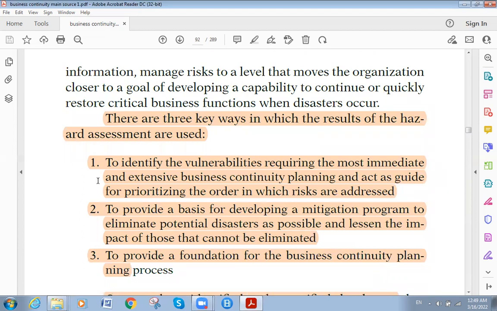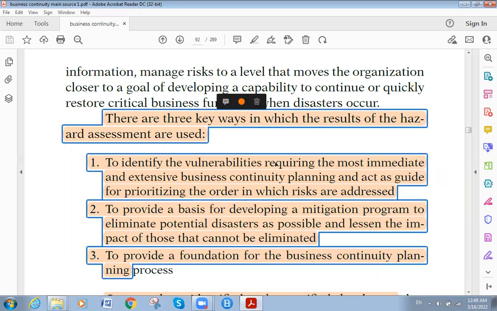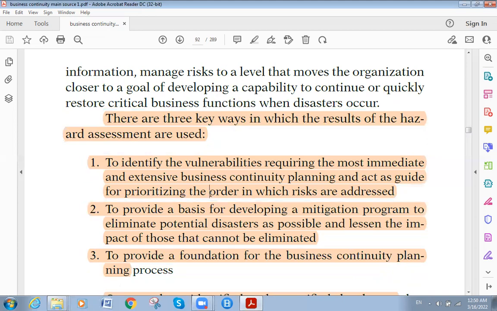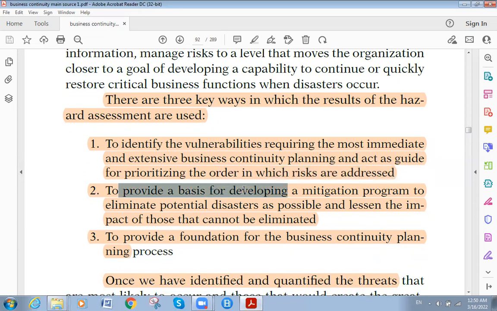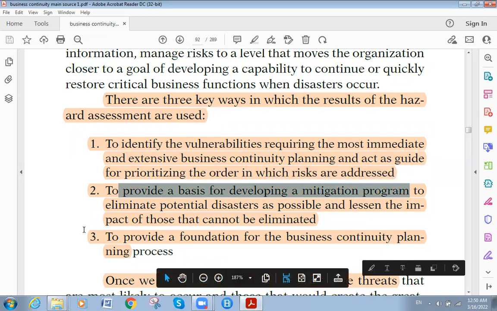Why do I do risk hazard or risk assessment? First, to identify the risks requiring the most immediate and extensive business continuity planning, and to act as a guide for prioritizing the order in which risks are addressed. So to know more about the risk. Second, to provide a basis for developing a mitigation program. So how to deal with the risk and how to mitigate the risk.